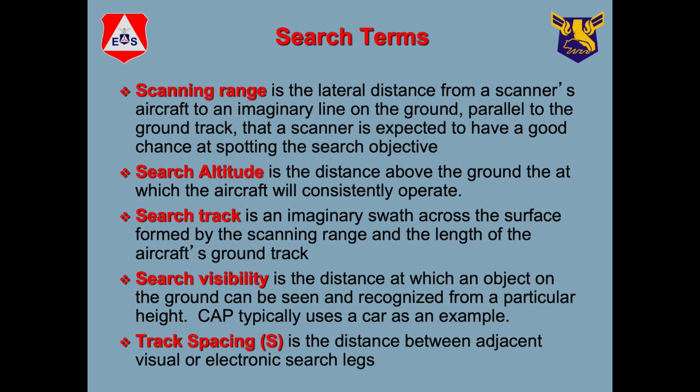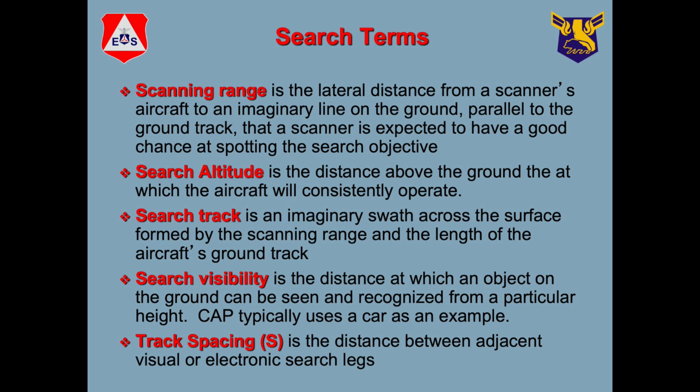Okay, scanning range, that's the imaginary line out to which the scanners will be looking from directly below the search airplane out to that line. That's a scanning range. Scanning range is always going to be less than or equal to the search visibility. We never want to be looking past the search visibility because you're wasting your time. You're not going to see it. Search visibility takes into account the meteorological visibility, but also the size of the target that you're looking for. Search altitude is simply how high we are above ground level, or AGL, is the term we use.